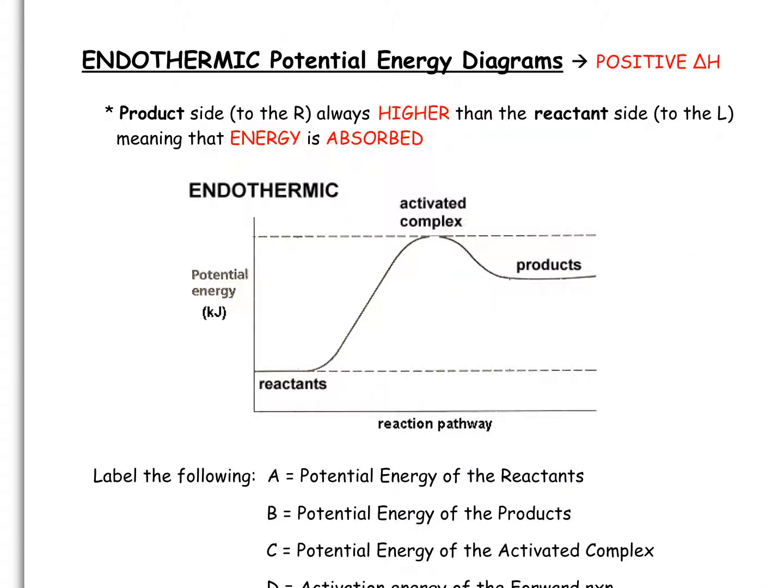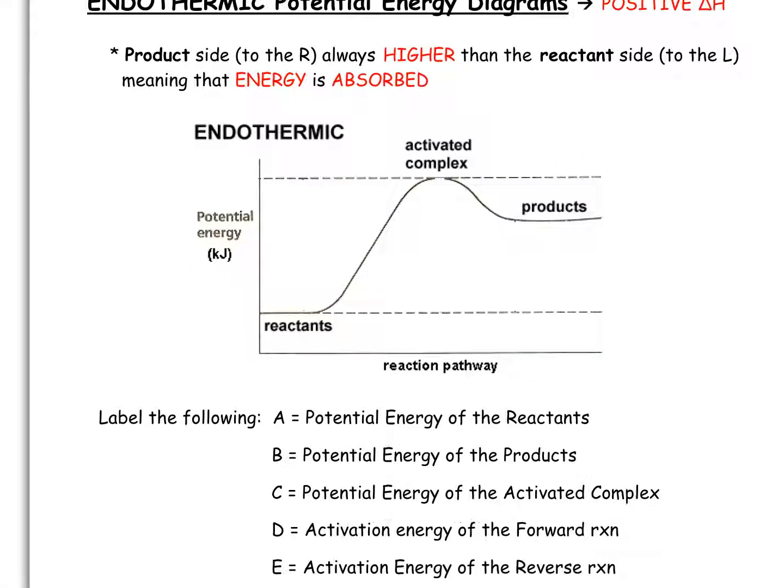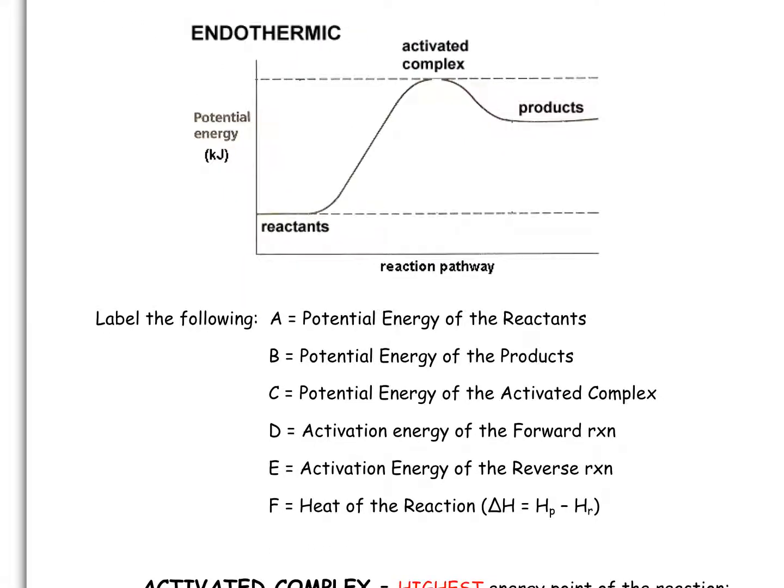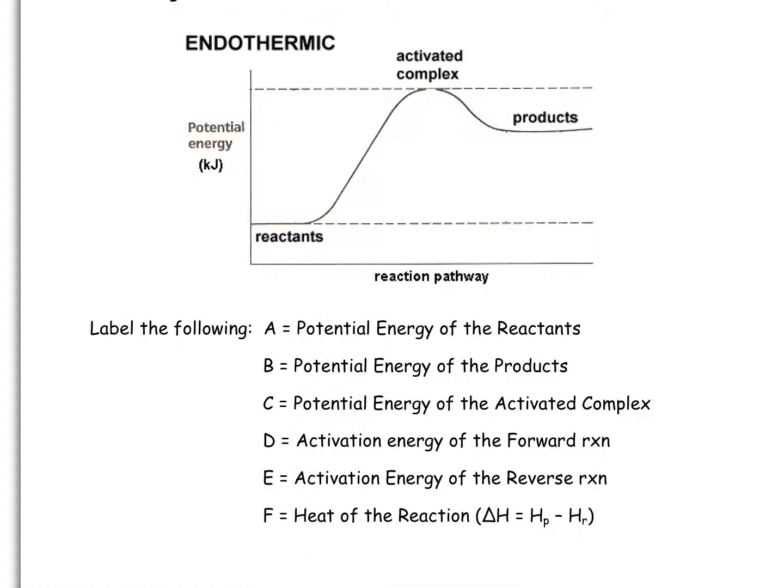So let's look at the two different types of potential energy diagrams, whether we're talking about it being endothermic or exothermic. When it's endothermic, it has a positive delta H. My product side compared to the reactants is always higher. My products will always be higher than my reactant side, meaning that energy is absorbed. So let's go through and label an endothermic potential energy diagram with each of the following.